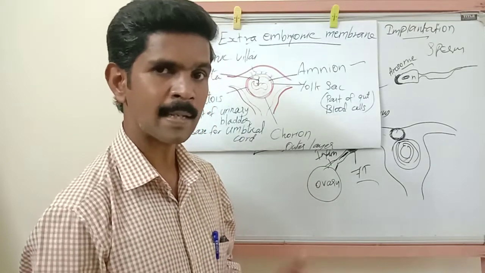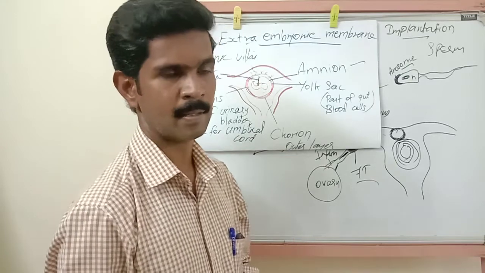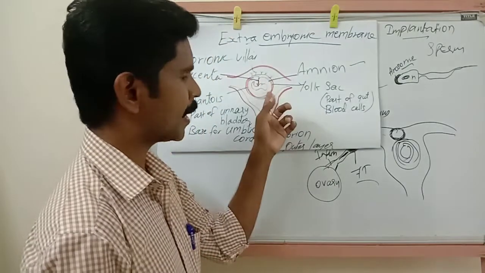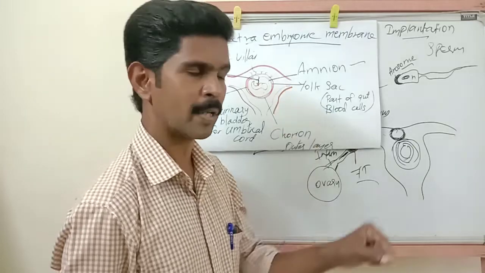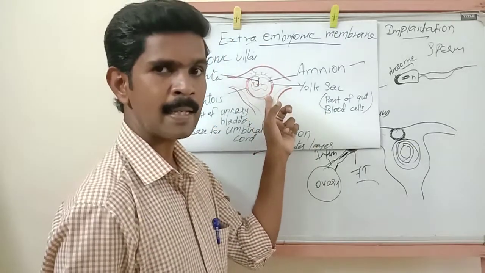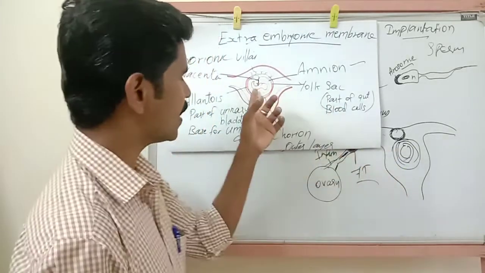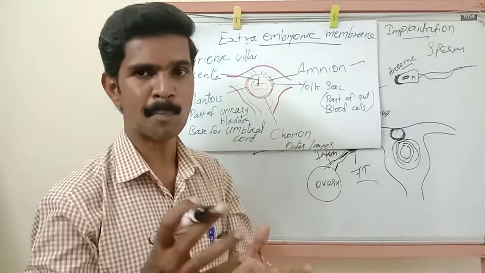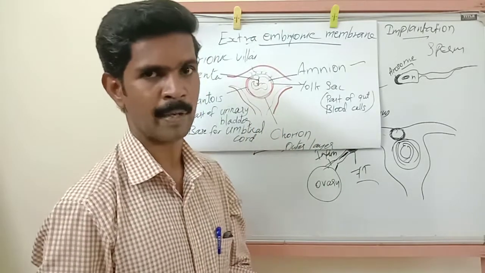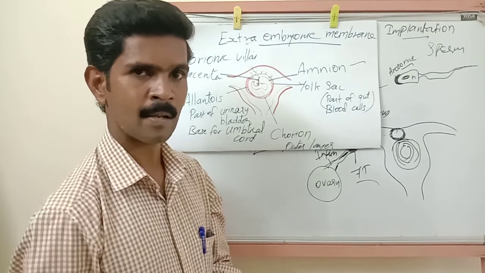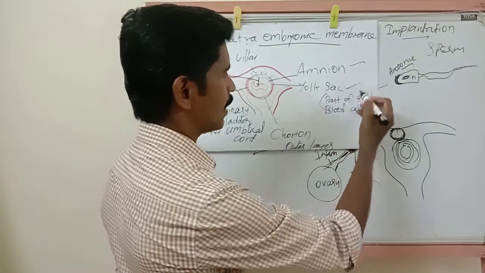And this membrane only regulates the temperature of the fetus. And inside this amnion membrane, one fluid is there. It is called amniotic fluid. This amniotic fluid acts as a buoyancy. That means inside this fluid only the baby, or the fetus, is moving. Understand? Then the next membrane is called the yolk sac.